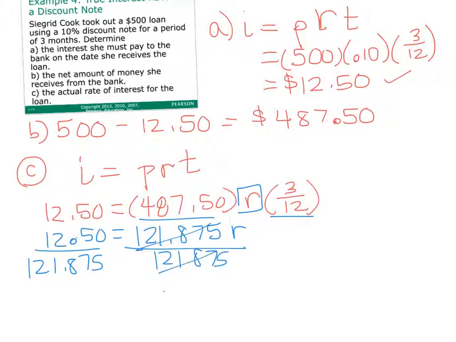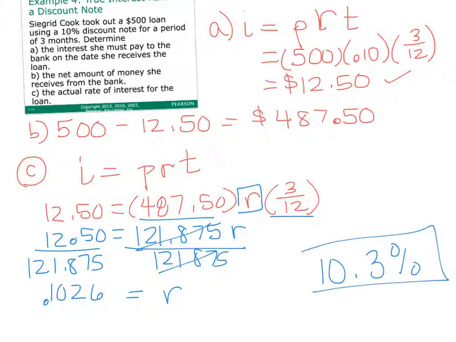And that will isolate R. Use your calculator to do that division. And when you do the division, you're going to get 0.1026. And again, they want you to turn that into a percent. That's roughly 10%, depending on how you round, 10.3%.